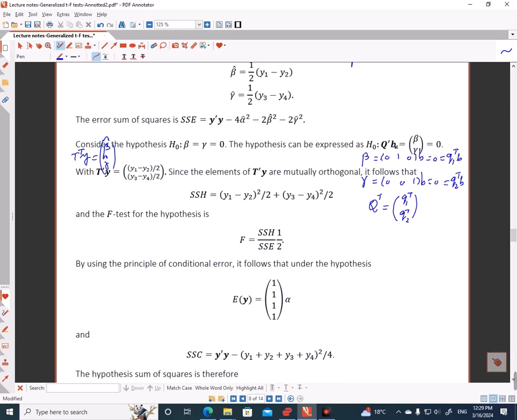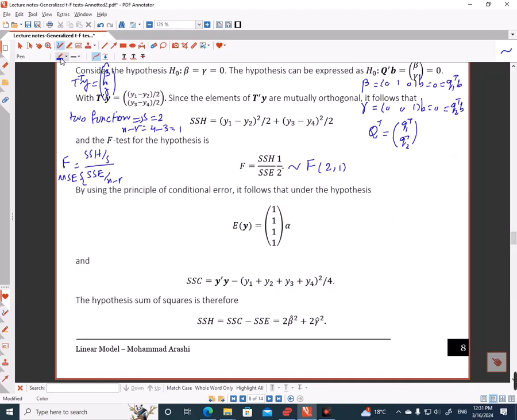Once again, in order to test this null hypothesis, q prime b equal to 0, from the direct way, you can construct your F statistic. It is SSH divided by its degrees of freedom, over SSE divided by its degrees of freedom, where the denominator is indeed MSE. Here we have two functions of parameters, so we can conclude that s is equal to 2, and in this case n minus r is equal to 4 minus 3, which is equal to 1. So you can simply write the test statistic in this way, and it has the F distribution with 2 and 1 degrees of freedom. But this was the direct way.